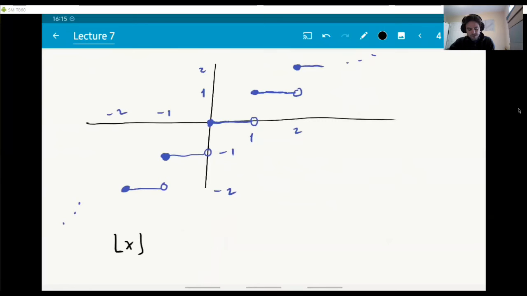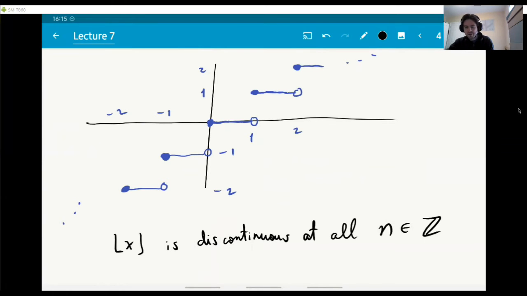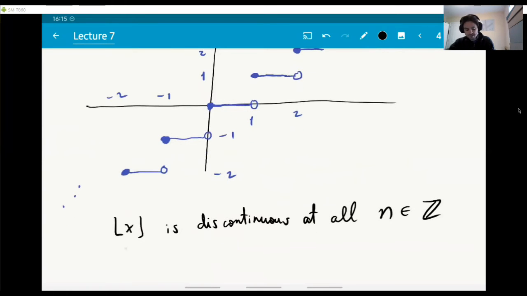Floor of x is discontinuous at all n belonging to Z. Z is the set of integer numbers. So what this means is all integers n, which are the numbers 0, 1, 2, 3, 4, but also the negatives, -1, -2, -3, and so on.